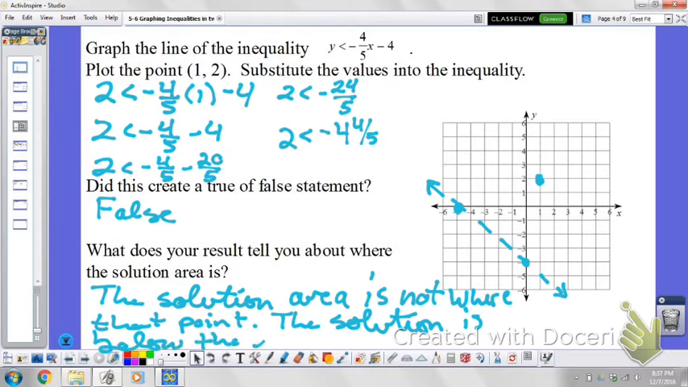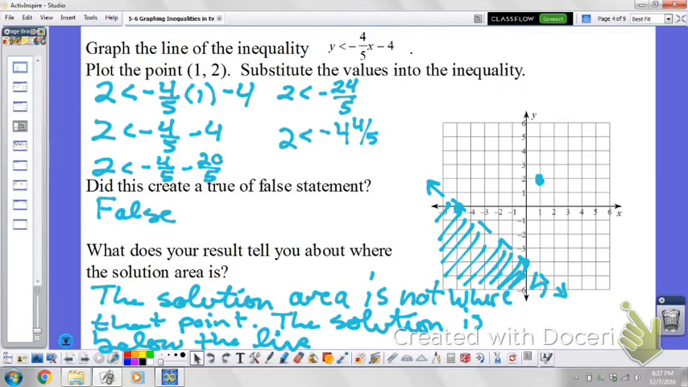So the solution is below the line. So we plugged the point 1, 2 in, and it gave us a false statement. So we knew we did not need the shade there. So therefore, we shade below.